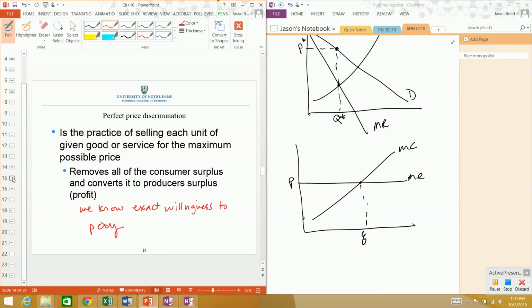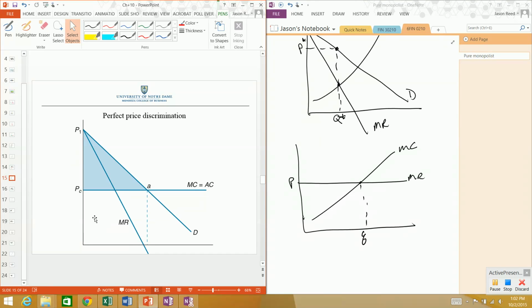So when we look at this graphically, at every point here we've converted all of it. So instead of having this, where this is profit, this is consumer surplus, and this is deadweight loss, what we end up doing is pricing up to the demand curve for every unit available. And if that's the case, we are going to eliminate this deadweight loss, eliminate this consumer surplus, and make it so that all of this area is profit.